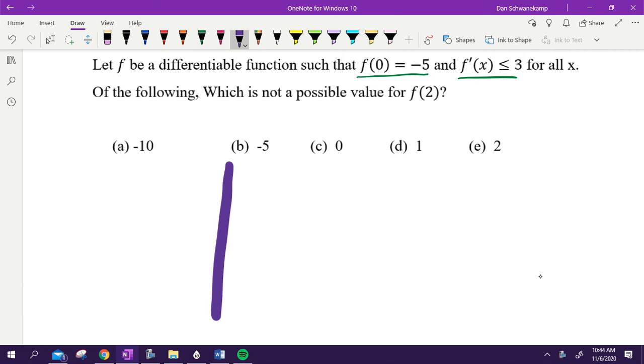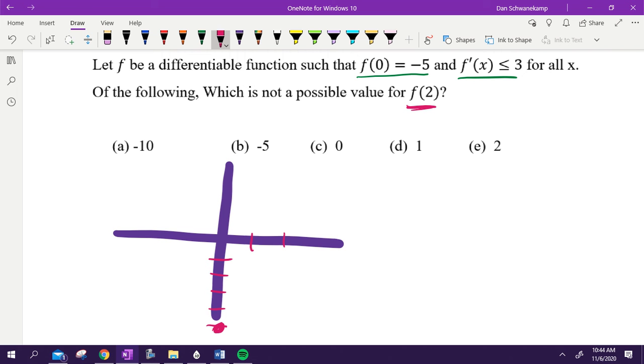Okay, so when I look at this graph, f of 0 is negative 5. So 1, 2, 3, 4, 5. The only other thing we know is f prime of x is less than or equal to 3. I want to know f of 2, so I want to get out here to 2. What does it mean if f prime of x is less than or equal to 3? The slope is 3 or less.